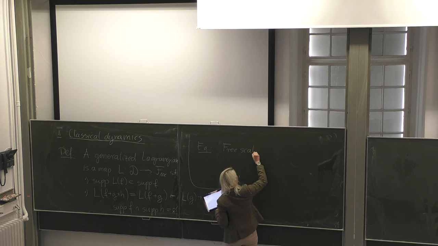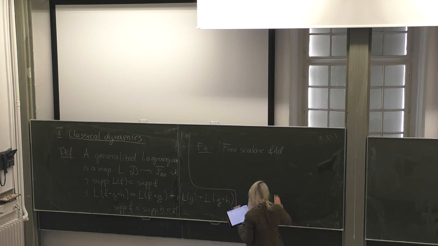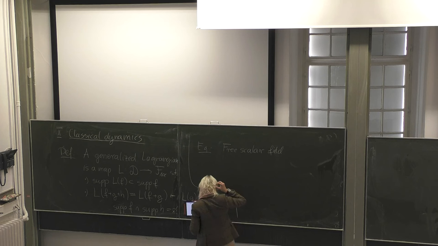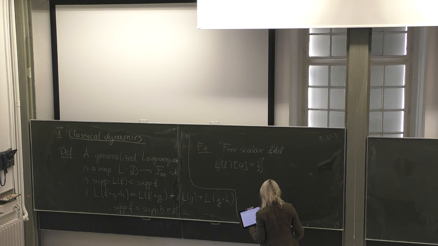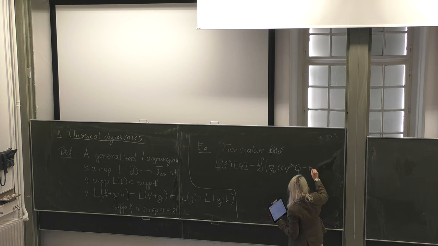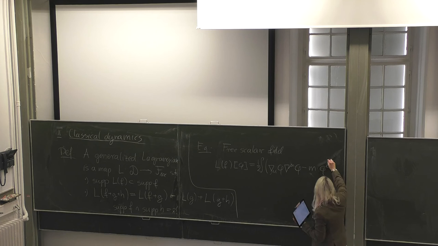This is his favorite example. So for the free scalar field, we would take L of F as a function of phi as one half, and so on, minus M squared phi squared. Okay, so that's the Lagrangian density as you know it.